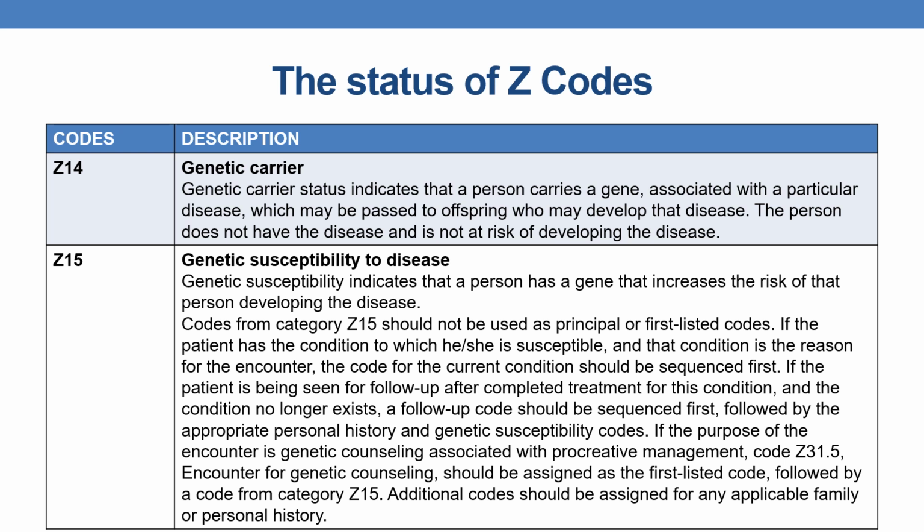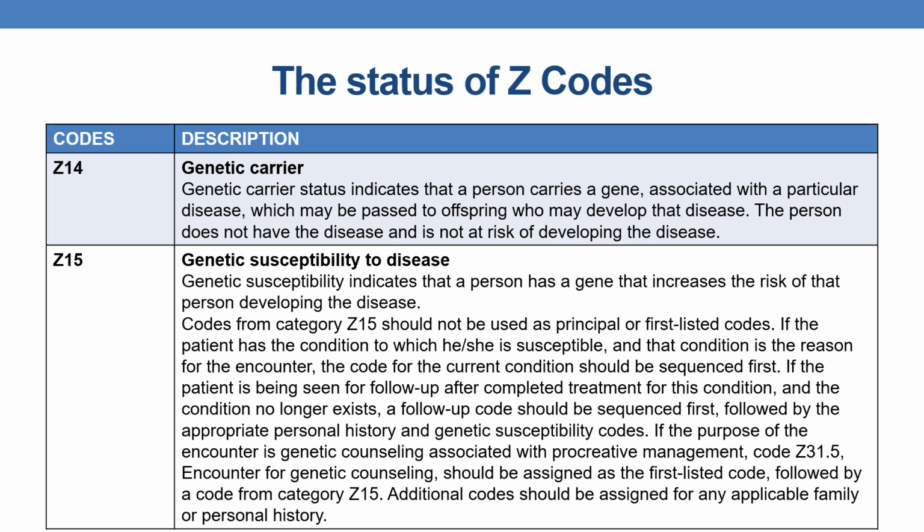And if the patient is being seen for follow-up after the completion of the treatment for this condition and the condition no longer exists, a follow-up code should be sequenced first, followed by the appropriate personal history and genetic susceptibility code. They cannot be used as PDX. If the person is diagnosed, that diagnosis code should be PDX, followed by the genetic susceptibility code. If the person is completely cured, then the follow-up code, followed by personal history and then the susceptibility code, should be coded.